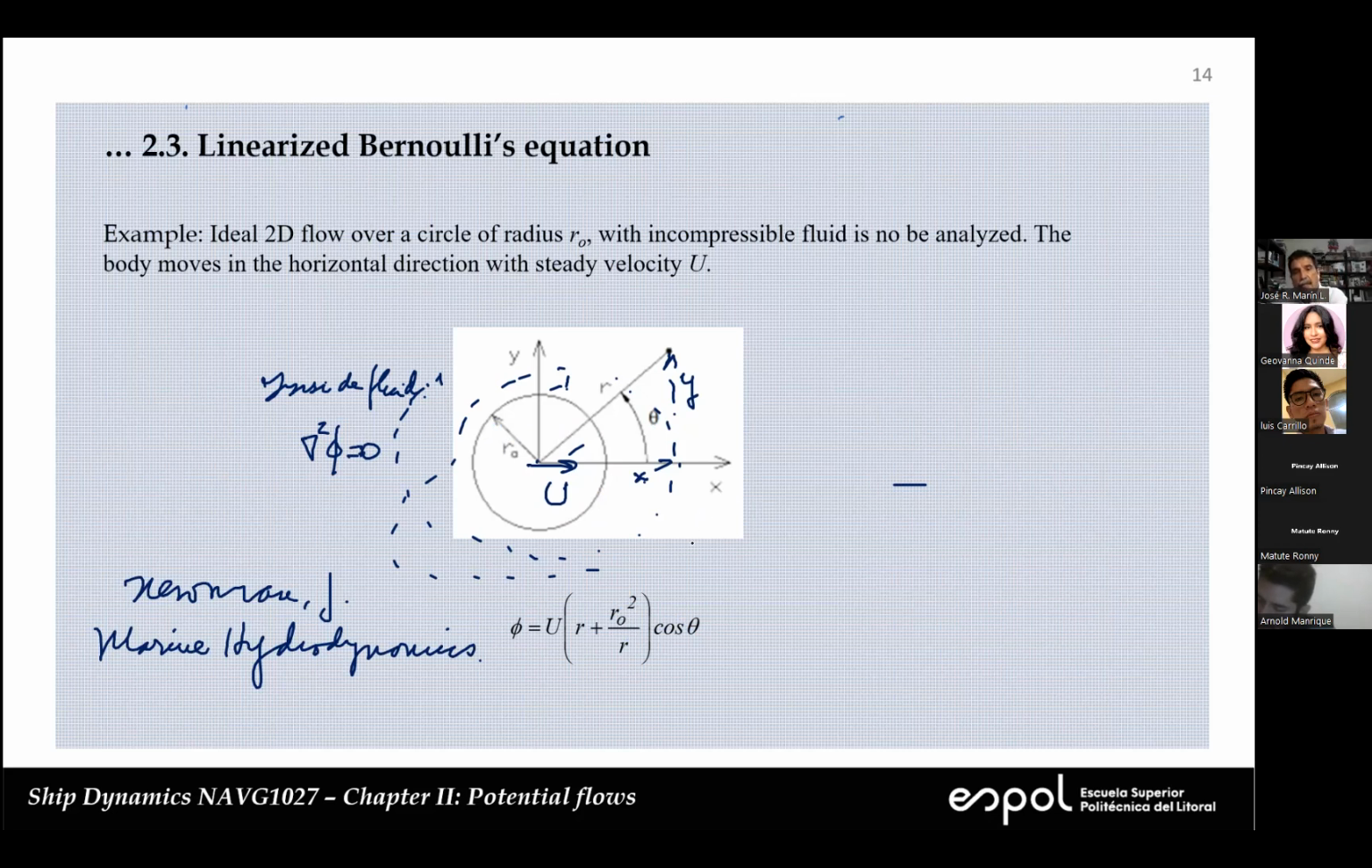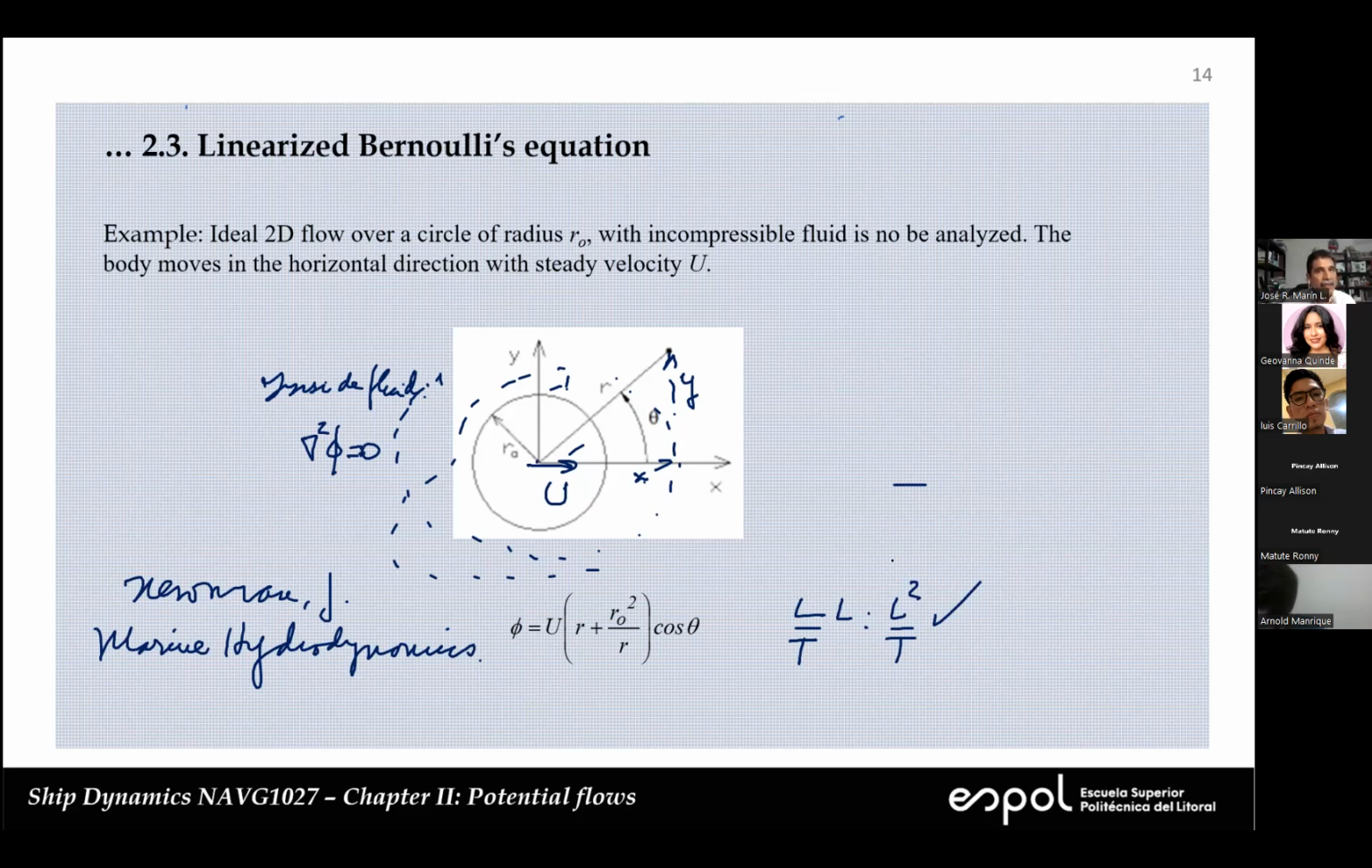So we assume that this is a solution. Please notice that this is the velocity, units of L over T. And here I have R, which is length. Here I have R squared over R, which is length also. So this is units of length squared over time. So this is correct. So phi has the correct units, okay?